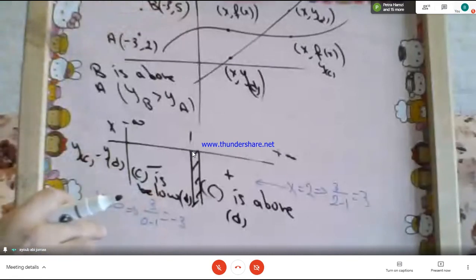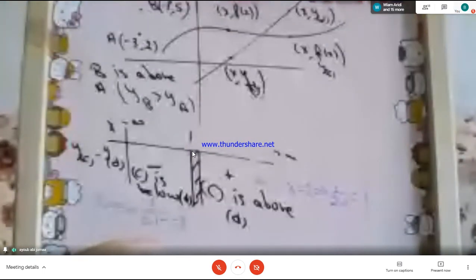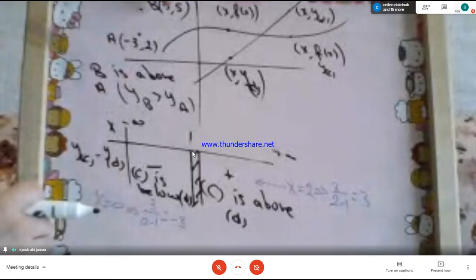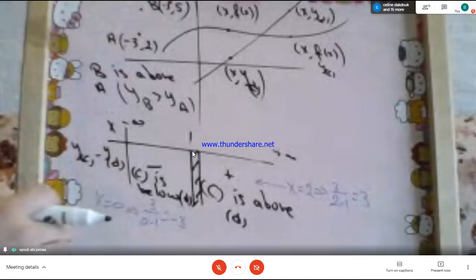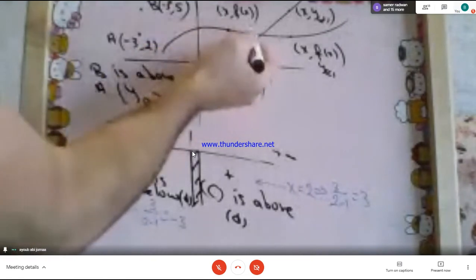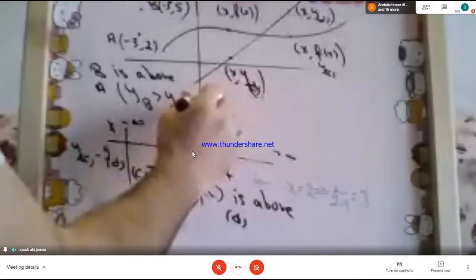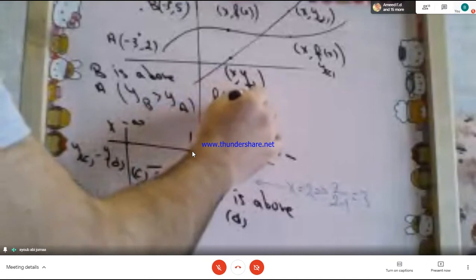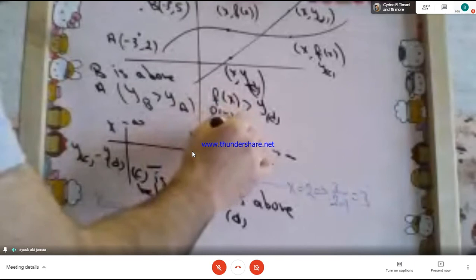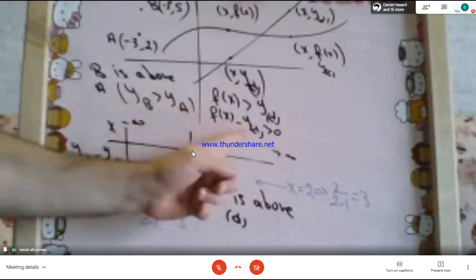If we see the x values are different, we are not talking about relative positions. Same x value, same value of x. To compare, just compare the y values. Here y of B is greater than YA, so B is above A. Now back to our case. This point is above this point. The curve here is above the line. So f of x is greater than yd. Move yd to the left side. So f of x minus yd is greater than 0. So yc minus yd greater than 0.